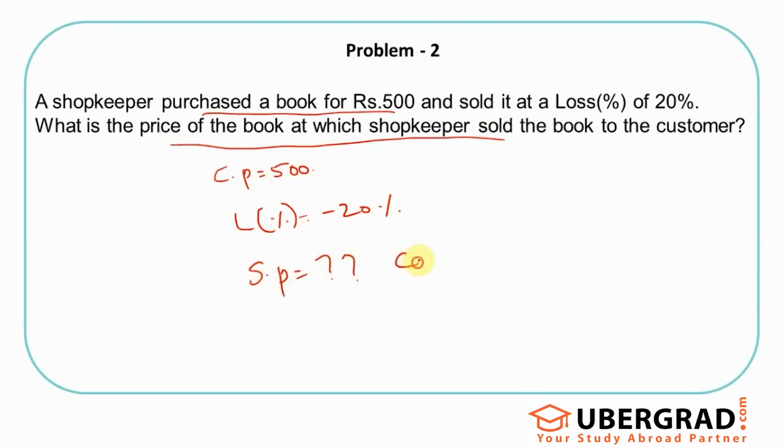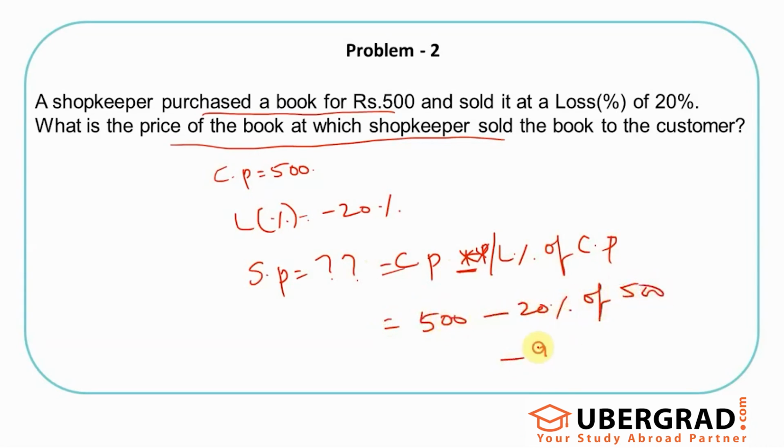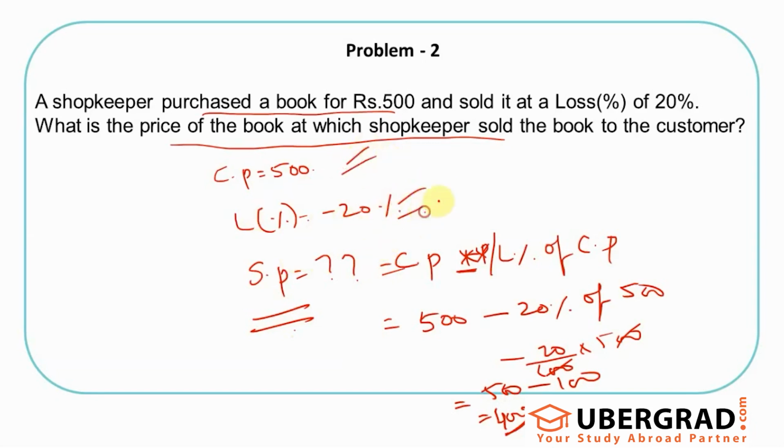What did we say? The selling price is cost price plus or minus the loss or profit percentage of the cost price. I know that I made a loss, so I have to subtract. So that is 500 minus 20% of 500. That's 20 by 100 into 500, which is 100. 500 minus 100 is 400 rupees. So that's my selling price of the book. Same as before: I know the cost price, I know the loss or profit percentage, and I'm asked to find the selling price.